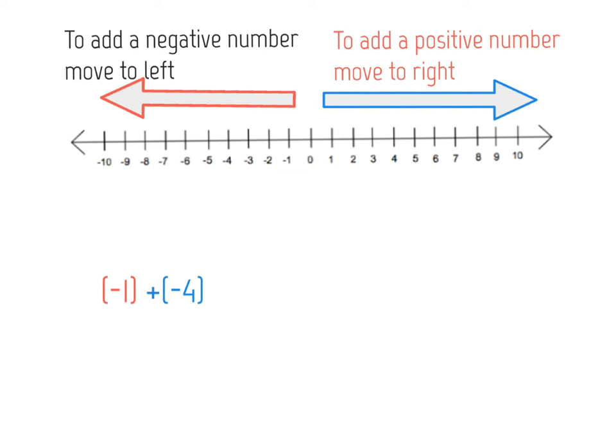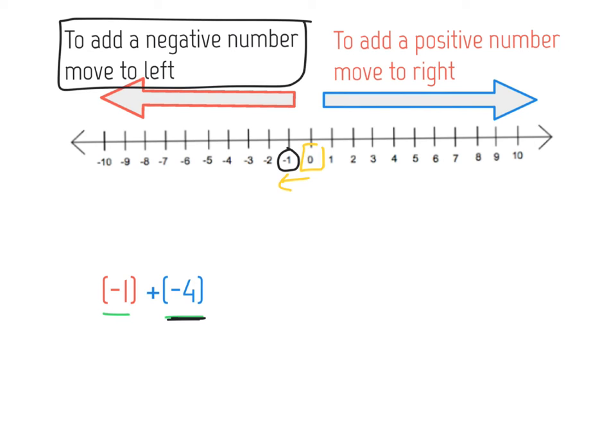Let me reapply this formula to another question. It says -1 plus -4. Now -1 is a negative number and -4 is also a negative number. First of all, let me place -1 on my number line. -1 lies on the left-hand side of 0. So it's here. Now -4. The formula says to add a negative number, move to the left. So I have to move 4 places towards the left from -1. There it goes: 1, 2, 3 and 4. So my answer is -5.